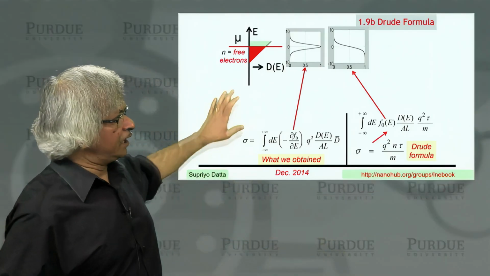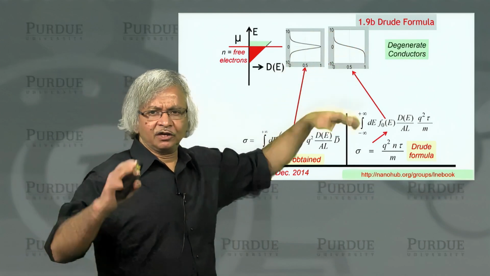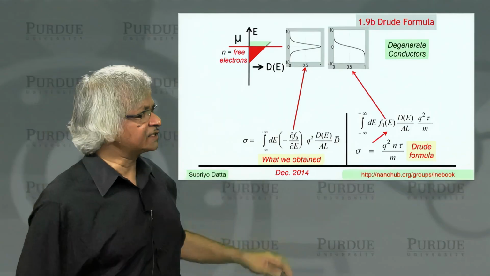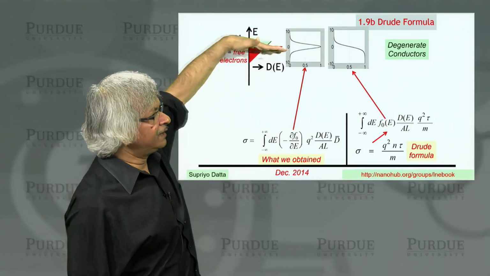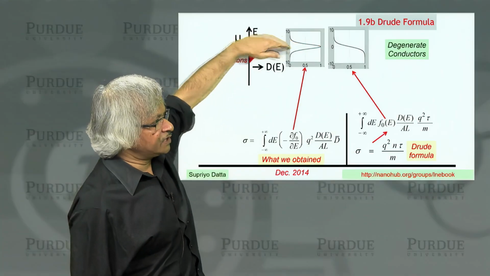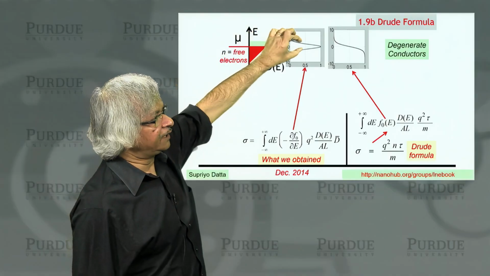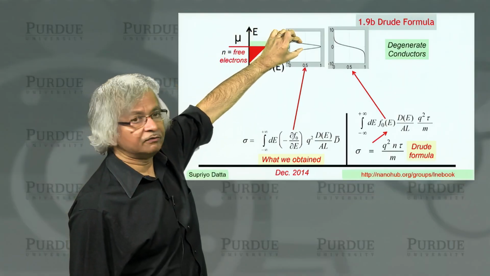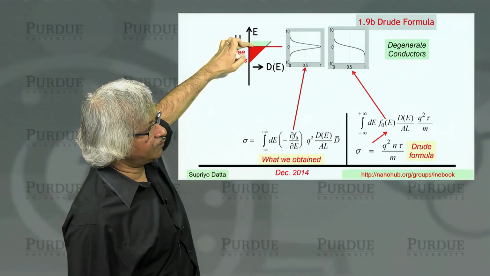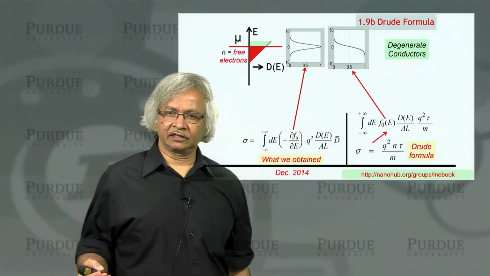And what I've shown here is what people generally refer to as a degenerate conductor. This word degenerate is used in many different contexts. In this context, a degenerate conductor means that the Fermi energy is way into the band somewhere, so that the kT, the width of this curve, is much less than the distance from the Fermi energy to the bottom of the band. So that's what we normally call a degenerate conductor.